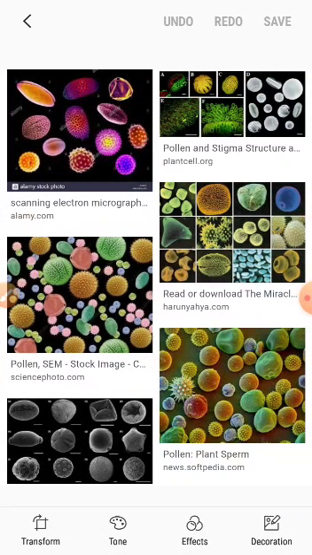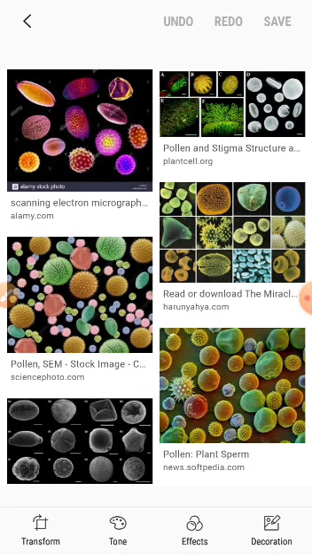Before I explain the structure of pollen grains, students, the process of formation of pollen grains, or the process of formation of microspores from the microspore mother cell, is known as microsporogenesis.